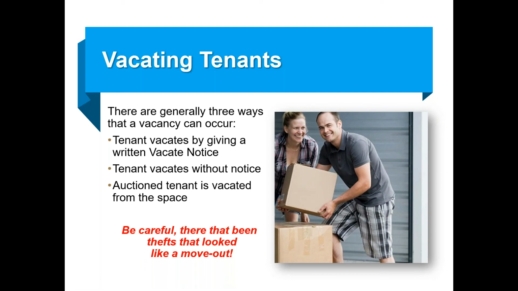Vacating tenants. There are generally three ways a vacancy can occur. The tenant vacates by giving an actual vacate notice, or the tenant vacates without notice. They don't bother to tell us. They just leave and leave it open, leave it empty. Or an auction tenant is vacated from the space. Well, we sell their goods and then the person that bought it takes all the stuff out. So remember, be careful, because there have been thefts that look like move-outs. So always call and check on that.